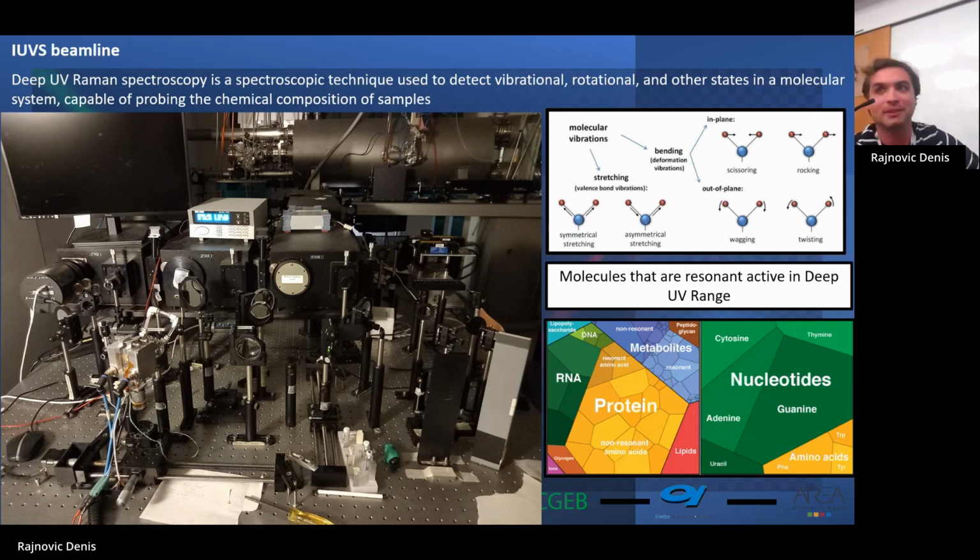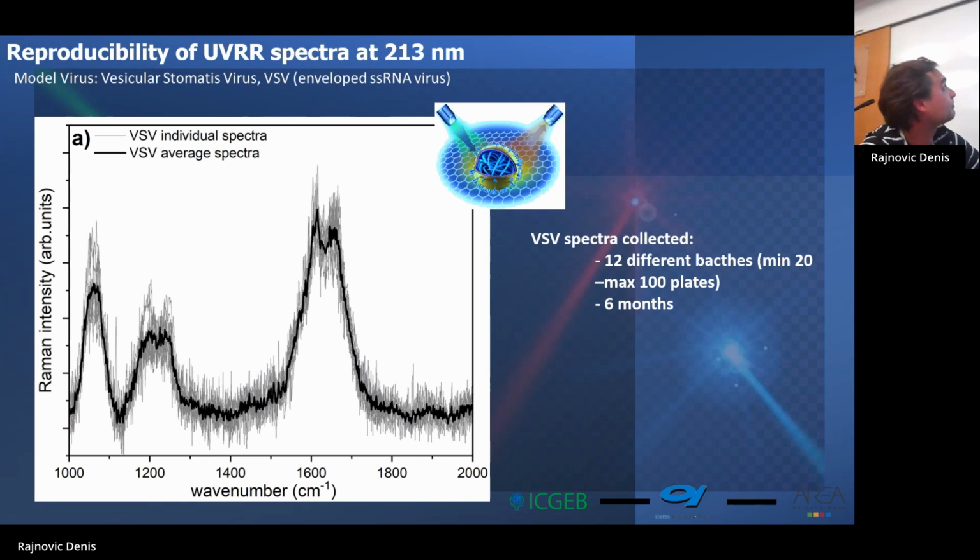Okay, let's focus. The excitation wavelength that I use in this study is 213. As a model virus, I used vesicular stomatitis virus. It's a biosafety level 2 microorganism. It's an enveloped, single-stranded RNA virus, used to establish and optimize all the procedures. I want to stress that this is actually the first ever deep UV Raman spectra of a eukaryotic virus.